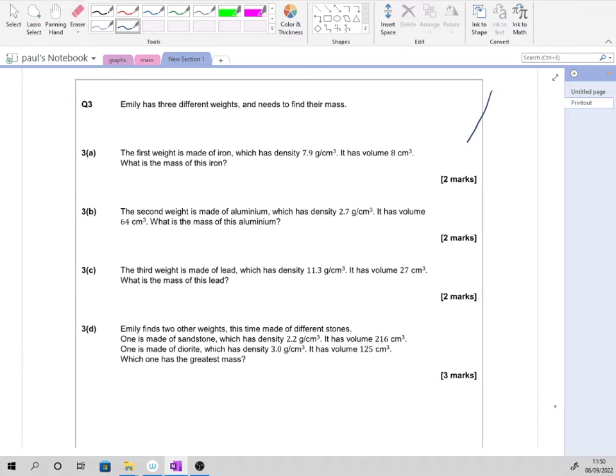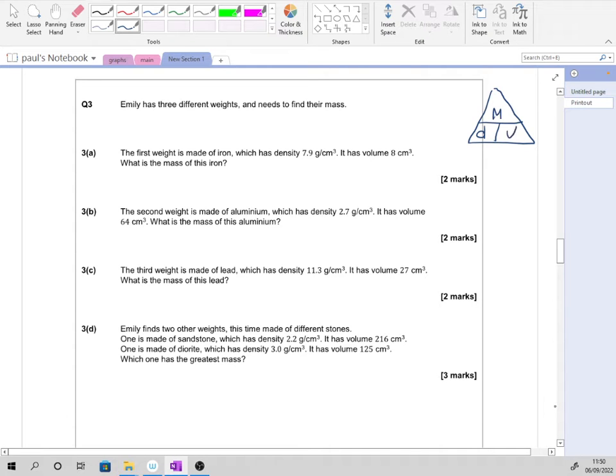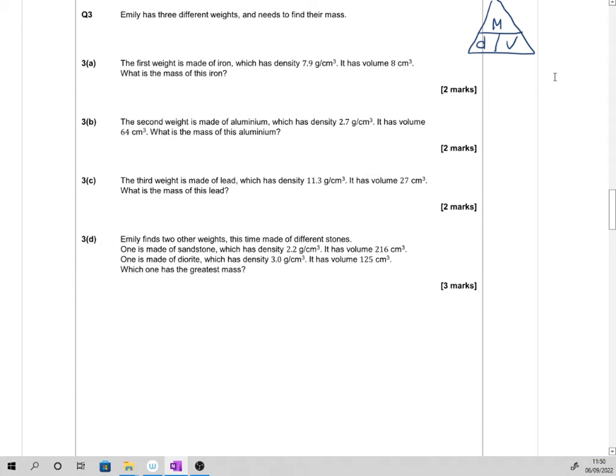Let's go back, do the triangle so I don't forget. Density, mass, and volume. Make it bigger so we can actually see what we're doing. Emily has three different weights and needs to find their mass. The first weight is iron and has a density of that. It has a volume. So we need to find the mass.